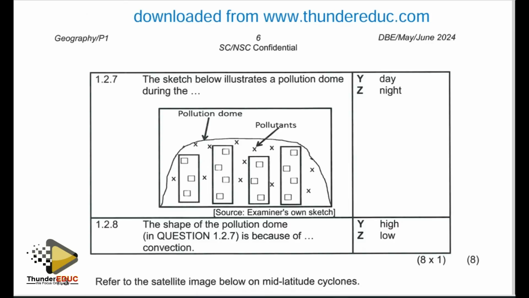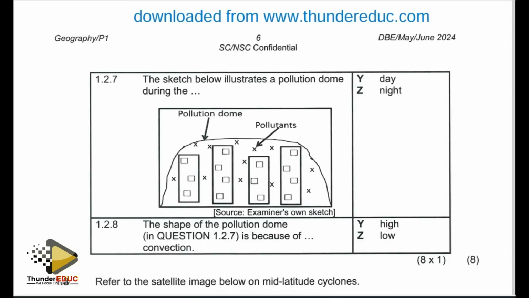1.2.7. The sketch below illustrates a pollution dome during the, is it day or night? If we check the shape of the pollution dome, the concentration of pollutants differs between daytime and night time. During the day, because of the higher temperatures within the city, a low pressure system tends to develop within the city, which will attract incoming winds from the surrounding farmland or countryside. So there tends to be a low pressure and rising air within the city because of the incoming air which is fed towards the low pressure within the city.